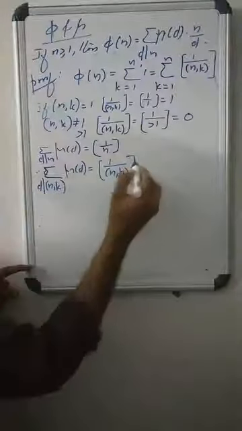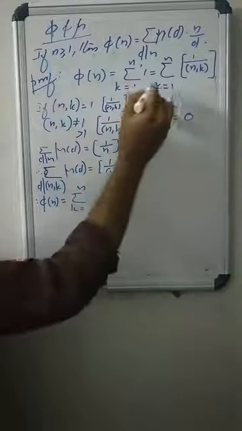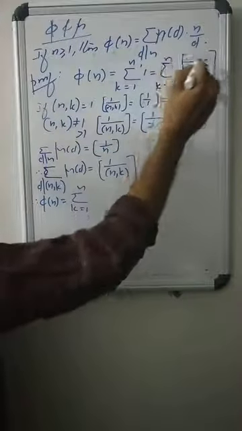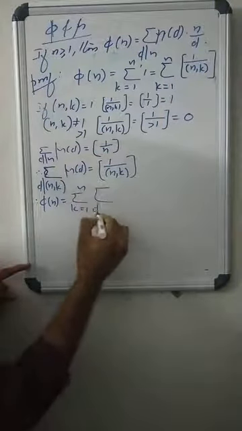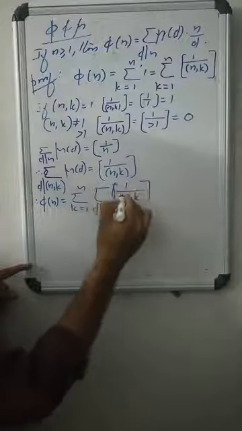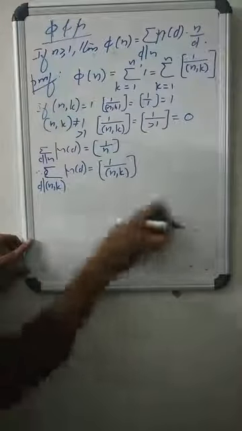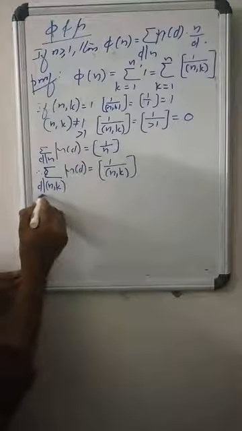So come to this one. Therefore, what is phi of n? Phi of n equals sigma k ranges from 1 to n. What about sigma k ranges from 1 to n of this one? That is sigma k ranges from 1 to n of the greatest integer of 1 by GCD of n and k. More generally, we can rewrite sigma d divides n of mu of d equals greatest integer 1 by n. Therefore, sigma d divides GCD of n and k of mu of d equals greatest integer 1 by GCD of n and k.